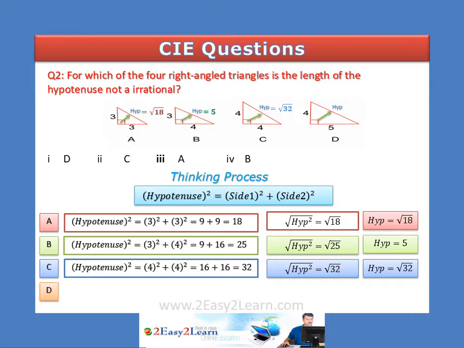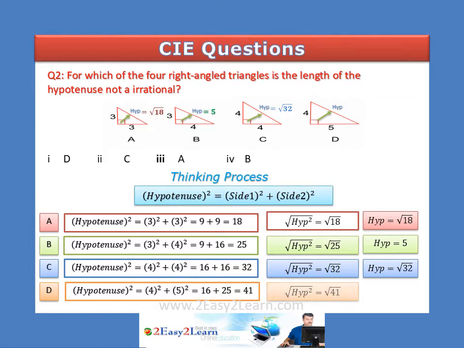Triangle D. Square of hypotenuse is equal to square of 4 plus square of 5, which is equal to 41. Take square root of both sides. Therefore hypotenuse equals square root of 41, which is an irrational number. The hypotenuse of triangle B is 5, which is not an irrational number, therefore correct option is 4.